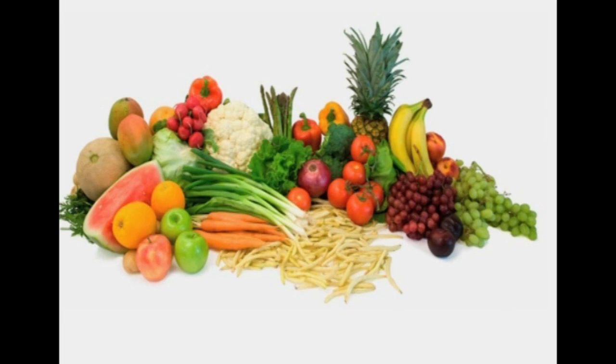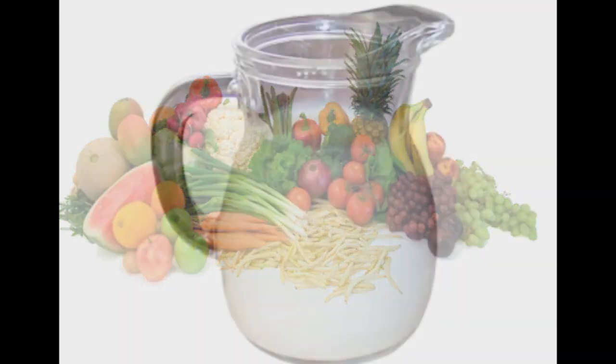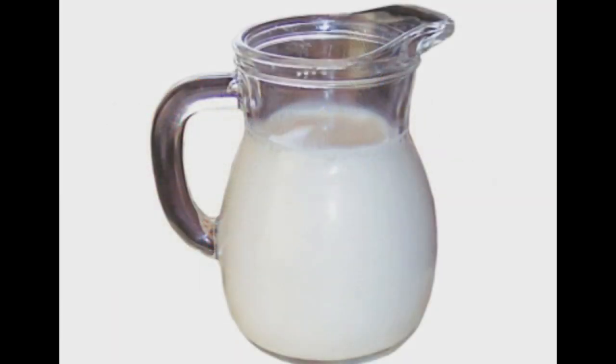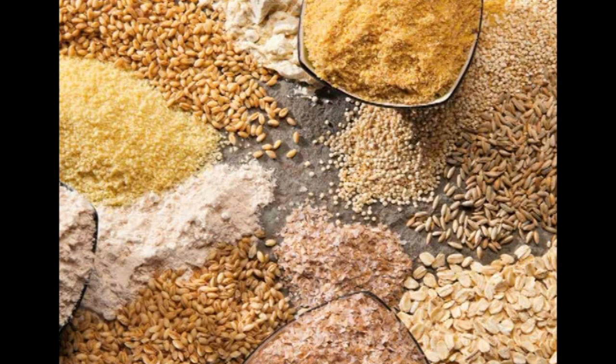So we get vitamins even from fruits and vegetables. Milk is a very good source of riboflavin, and cereals are an excellent source of B complex vitamins. The fifth nutrient is water.